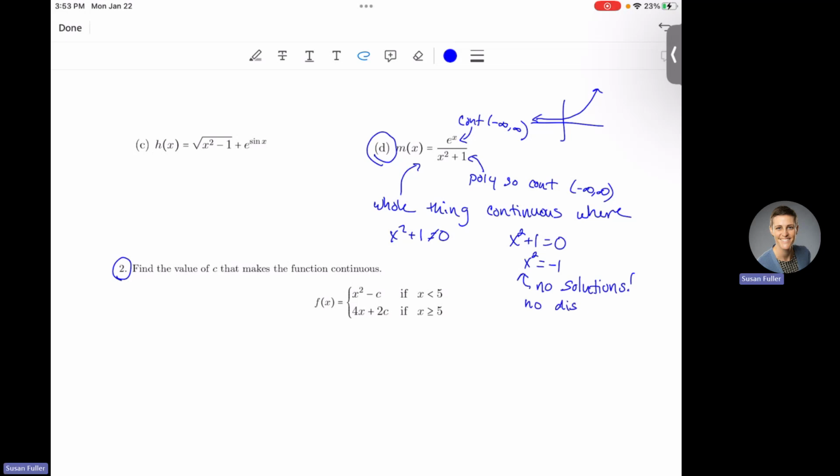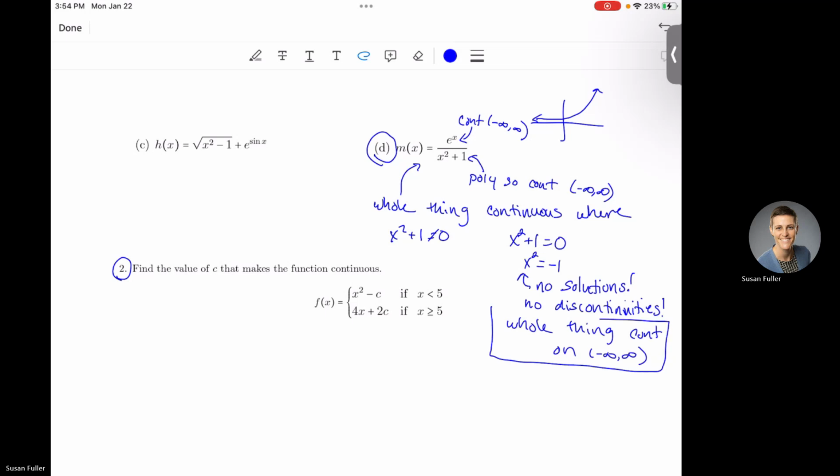That means we don't have any discontinuities. There we go. I can spell. And that means this entire thing is continuous from negative infinity to infinity. Everything works everywhere. The bottom's never going to be 0. The top's continuous everywhere. Bottom's continuous everywhere, which means this entire function is continuous from negative infinity to infinity.